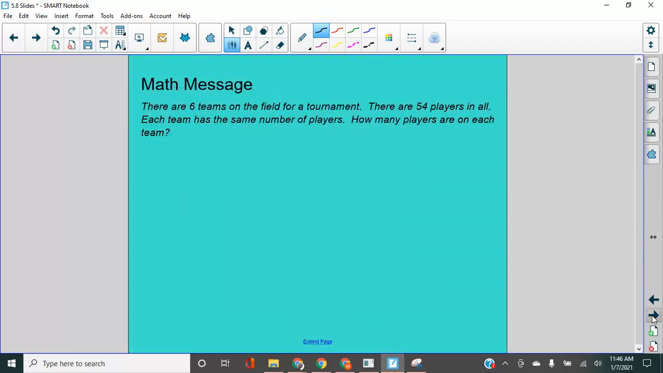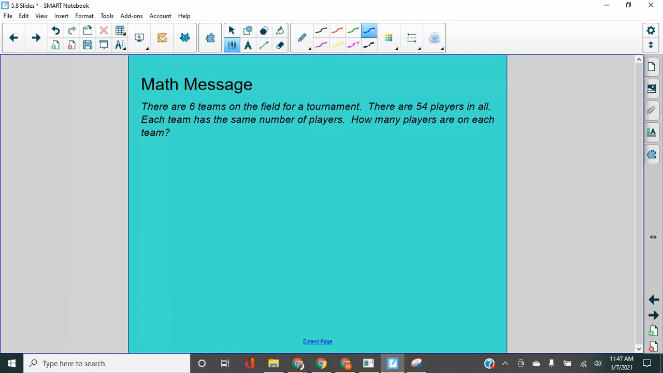So here's our math message today. This says there are 6 teams on the field for a tournament. There are 54 players in all. Each team has the same number of players. How many players are in each team?